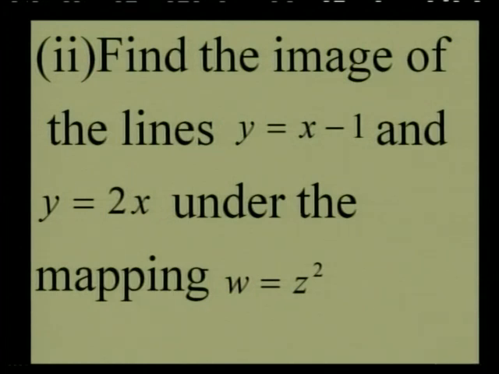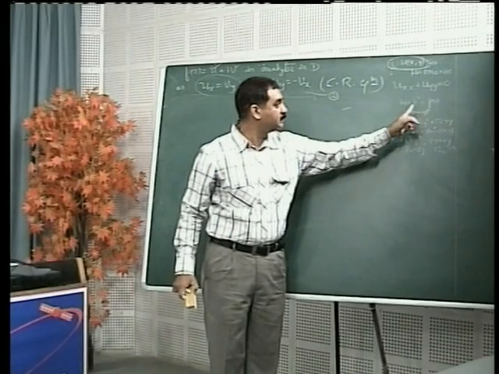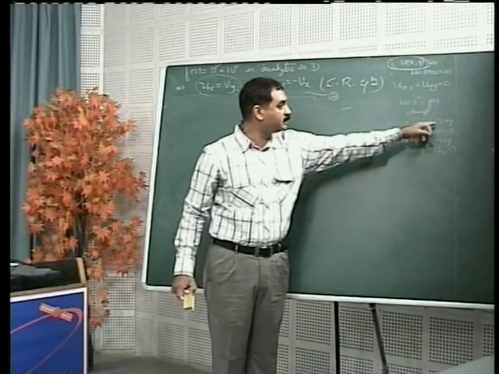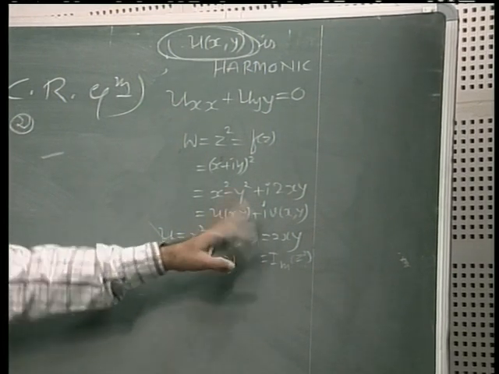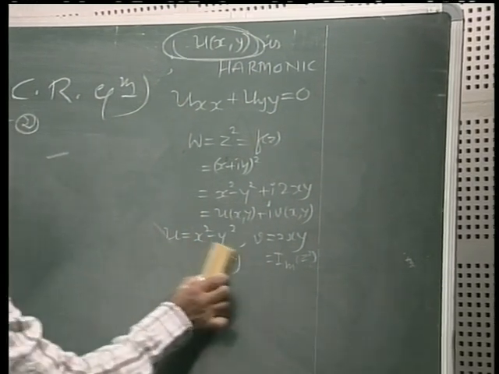Next. Find the image of the lines y equal to x minus 1 and y equal to 2x under the mapping w is z square. Okay. So we have already mentioned that the mapping is w is z square. W equal to z square, (x plus iy) square, x square minus y square plus i 2xy. So u is x square minus y square and v is 2xy, that everybody knows.